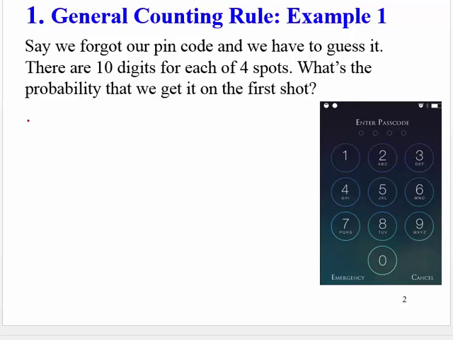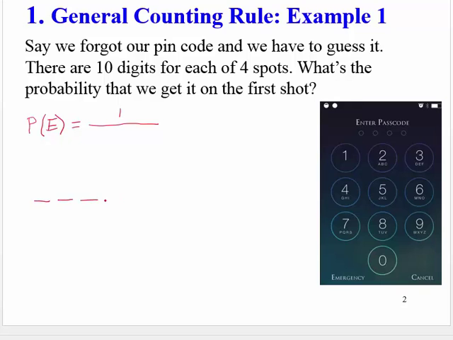Well, the probability of the event is just equal to the number of ways our event can happen, which is 1, divided by the total number of equally likely outcomes. How many is that? Well, we have 4 spots.